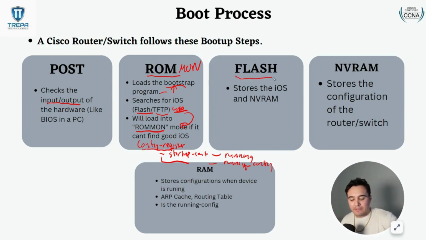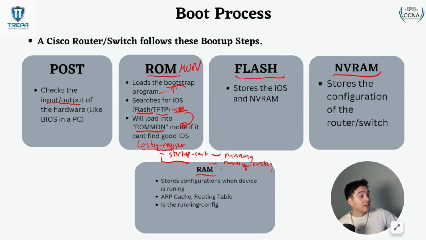All right, and then we have the flash. This is going to store the IOS. The NVRAM is that non-volatile random access memory, really just a folder and file location system in that router and switch that stores the startup config. So when you save the running config, you're saving it to NVRAM, which is our startup config file, okay? Then, of course, RAM stores the configuration when the device is running.